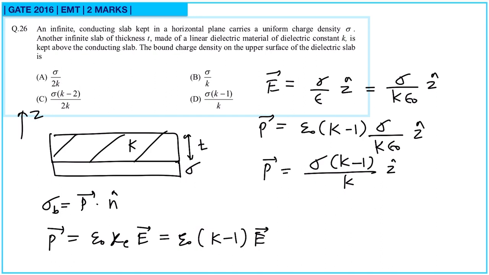So this will be P bar, and P bar dot Z cap will be equal to sigma into K minus 1 upon K. So here option D is correct.